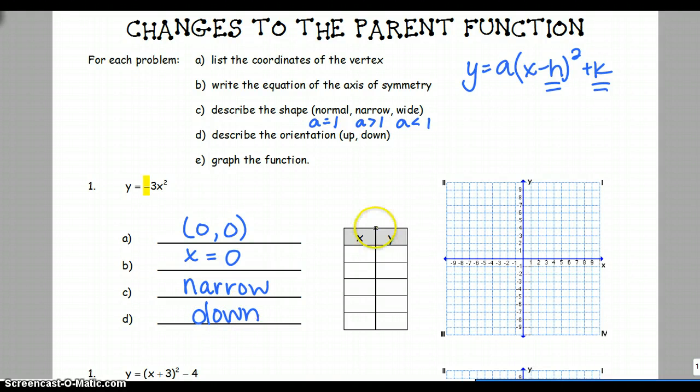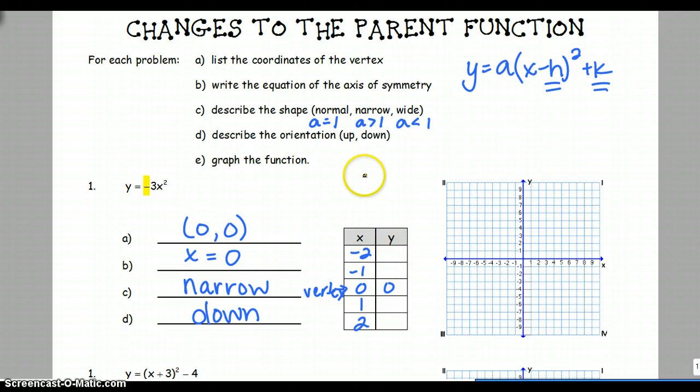We have to graph the function. In order to do that, let's pick some values. Always put your vertex here in the middle, so we're able to see one side and the other. I'm going to pick negative 1, negative 2, and 1, 2.